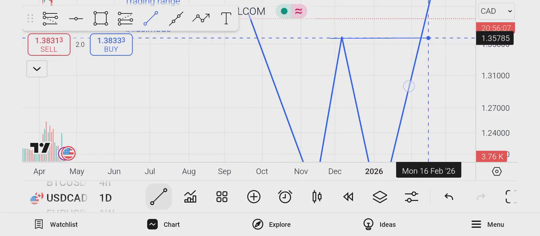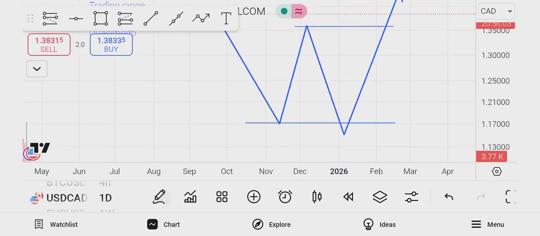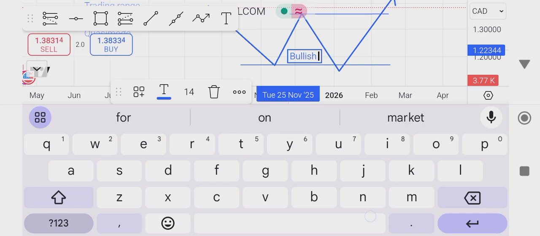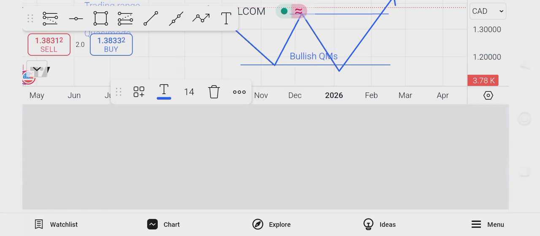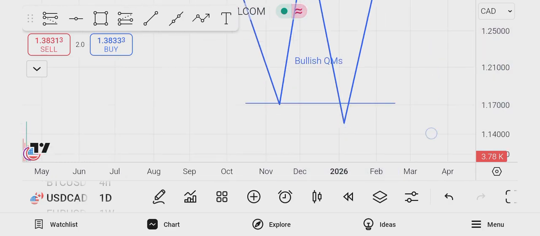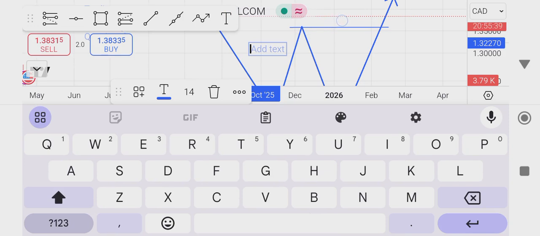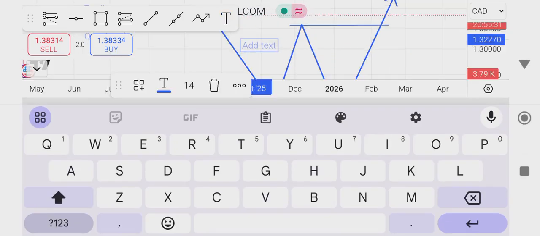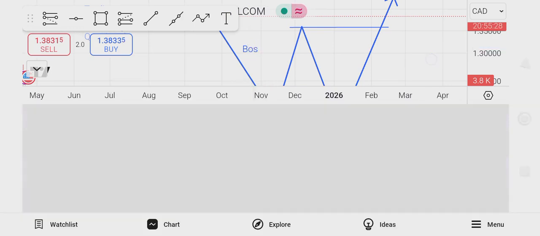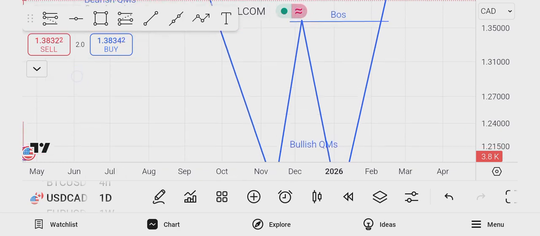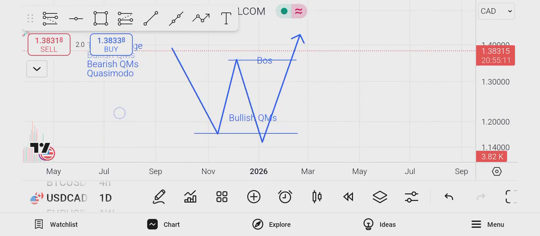So we call this a bullish what? A bullish QMs. This is a bullish QMs, because this is our stop-hunt and this is our break of structure to the upside. That's your bullish QMs. Now the opposite of this is a bearish what? A bearish QMs.